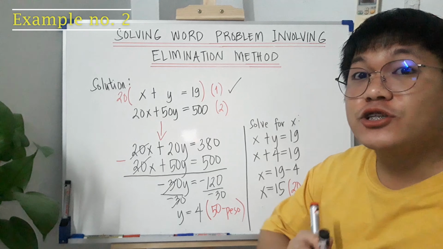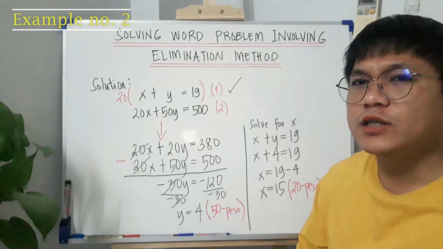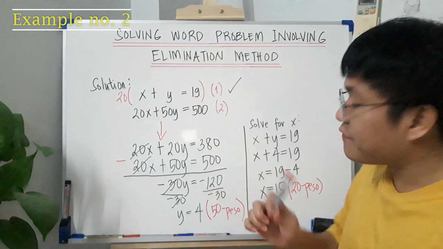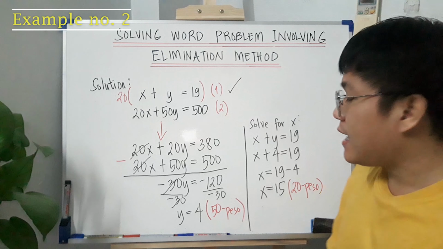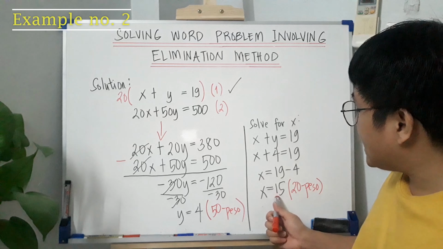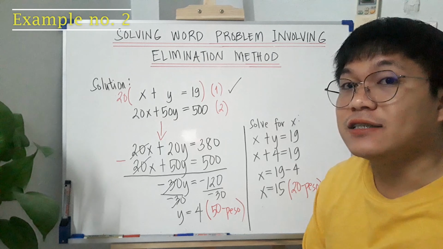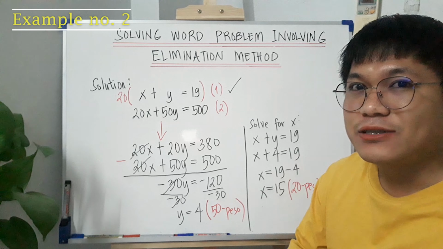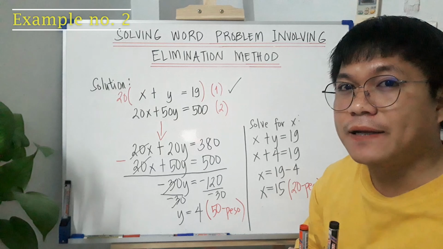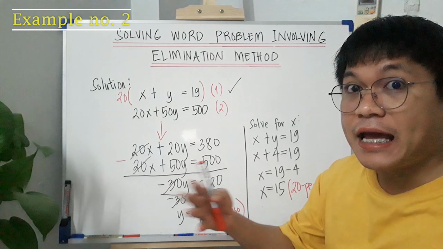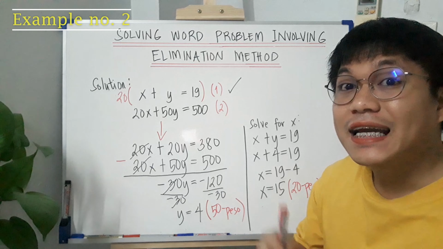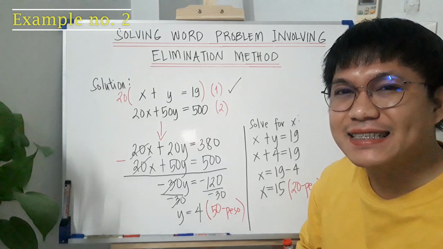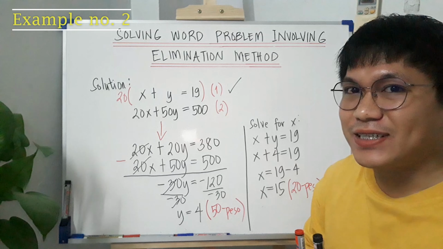Now, if you are going to check this one, you are just going to multiply. So we have here 4 times 50, that is 200. And then 15 times 20, that is 300. So 300 plus 200, that is 500. So in our previous representation, if we are going to add the amount of money in the wallet of Alexis, the total is 500 pesos, right? So that means our answers are correct.